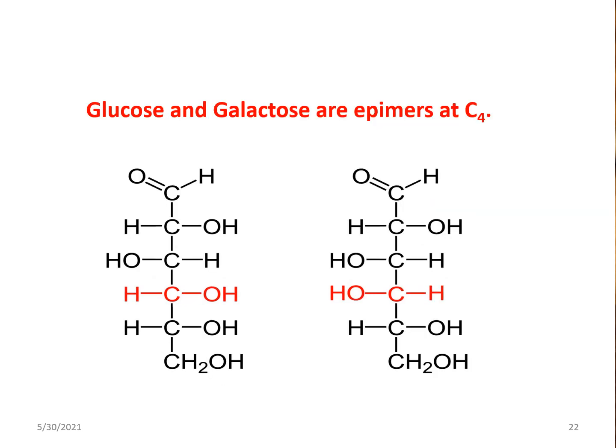Let us take another example. Glucose and galactose are epimers at C4. Why? Because glucose and galactose have the same chemical formula and their molecules are identical with the exception of the orientation of hydrogen and hydroxyl at carbon number 4. In glucose, the hydroxyl group lies to the right, while with galactose, the hydroxyl group lies to the left.